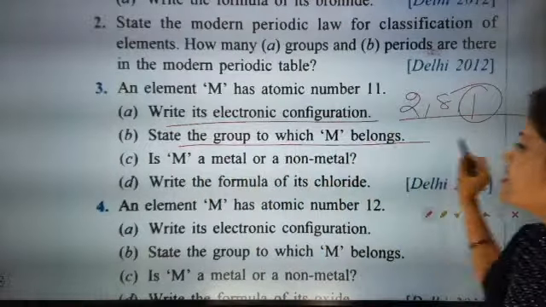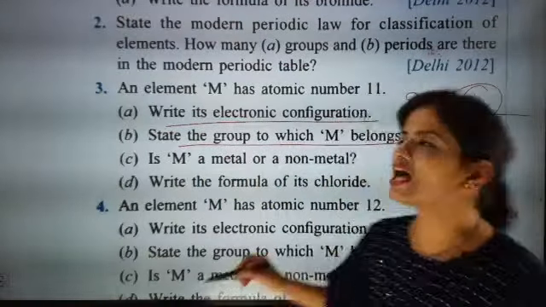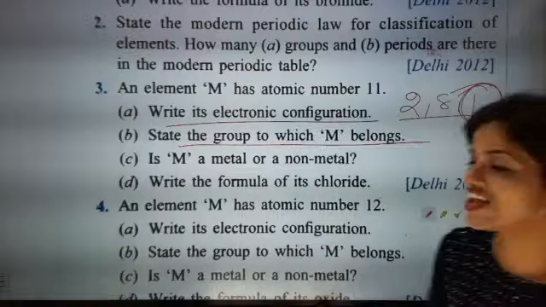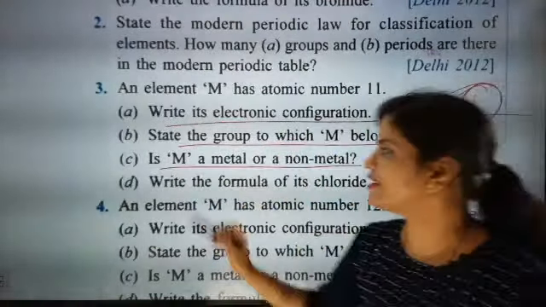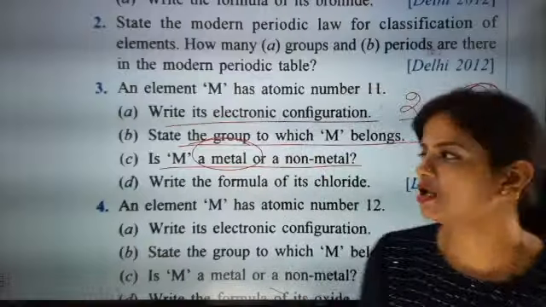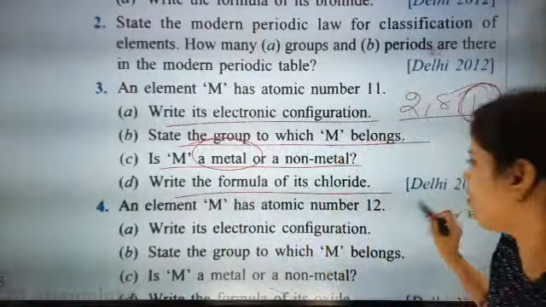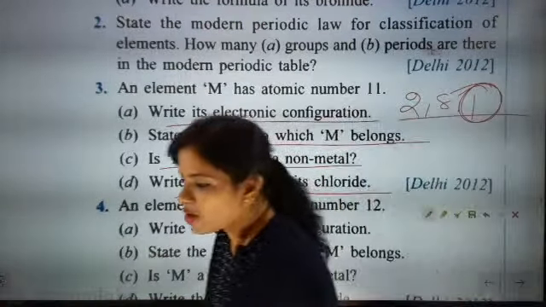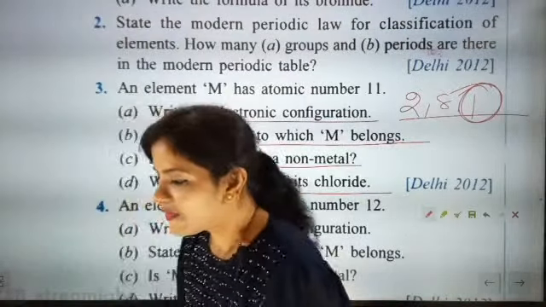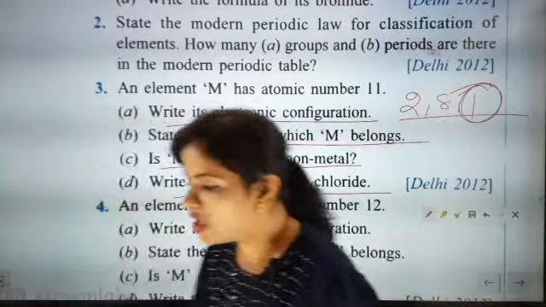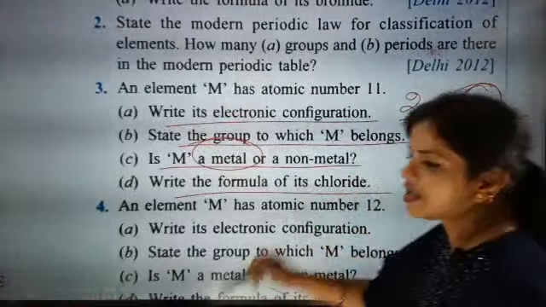State the group to which M belongs. It has 1 electron in the last orbit, valency is 1, so group 1. Is M a metal or non-metal? It is a very important metal. Write the formula of its chloride. The answer is MCl. Arif, you nailed it. This is what I am expecting from all of you.